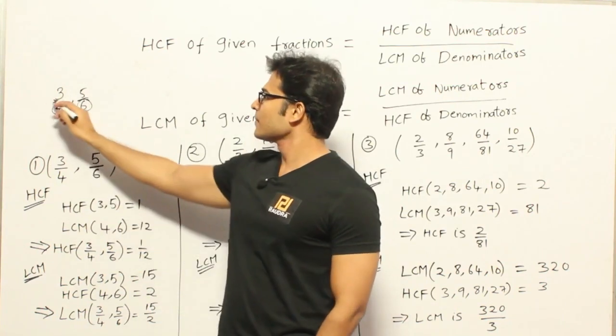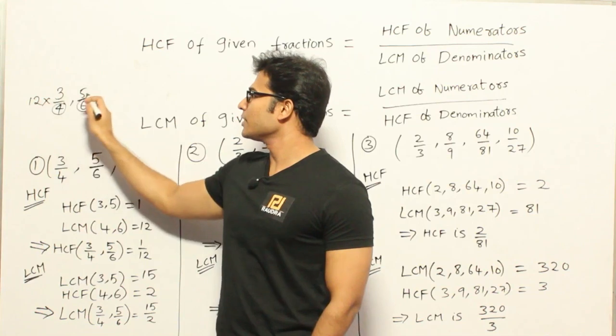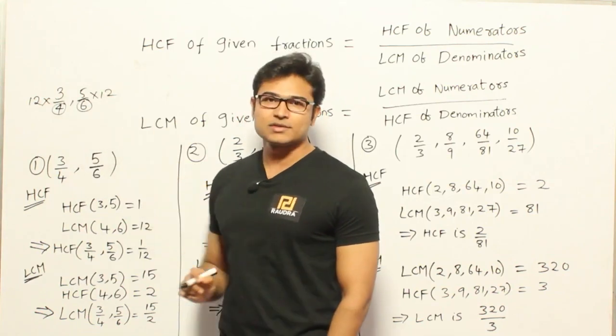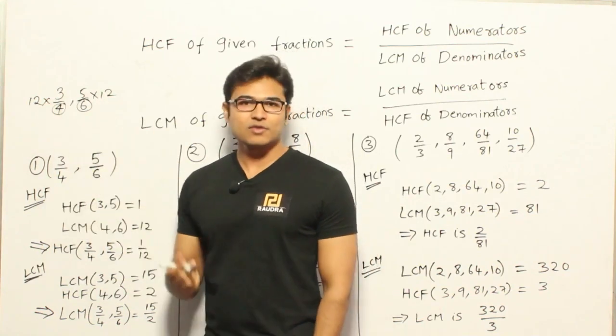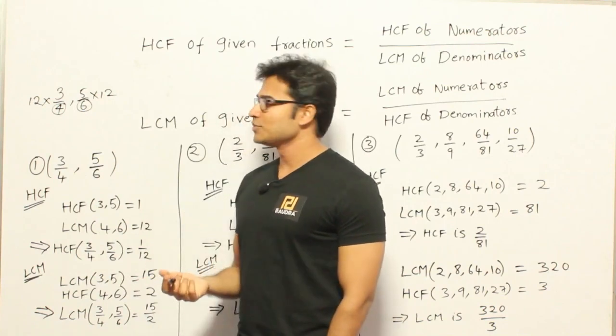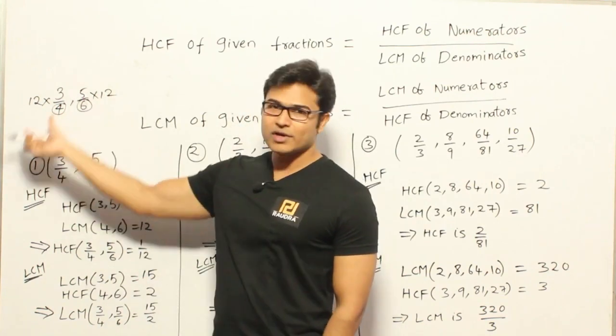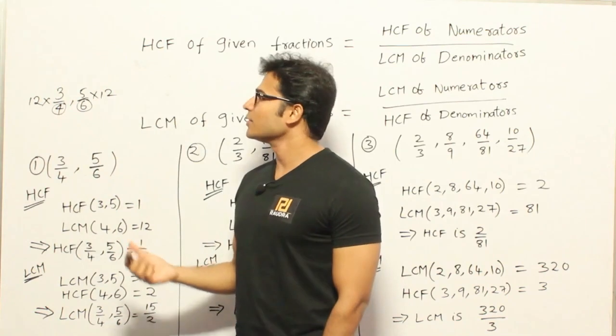So in this case, you could have taken 12 and multiplied this, and you would have taken 12 and multiplied with this. So why am I taking 12? Because 12 is the LCM, right? Now if you observe this, in order to find out the LCM, you are again finding the LCM, right? So this is one method.